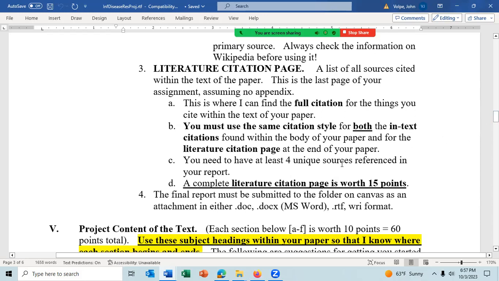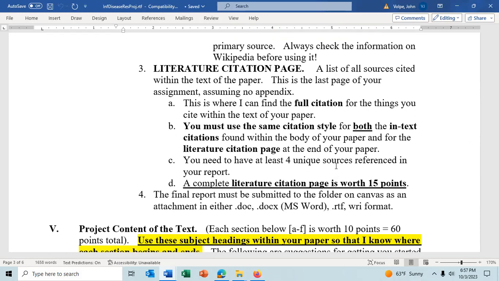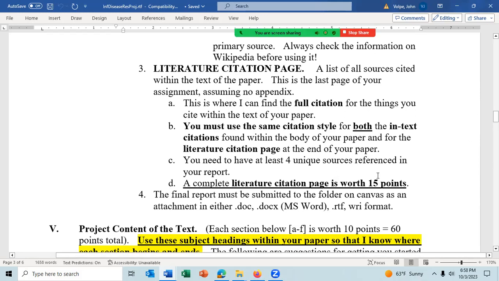I'm not seeing it here, but someplace I've got in there that it should be 4 peer-reviewed references. And generally, I can just look at the reference and determine whether it is peer-reviewed or not. Your literature citation page will be worth 15 points.